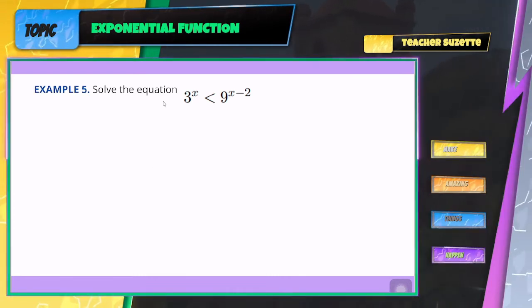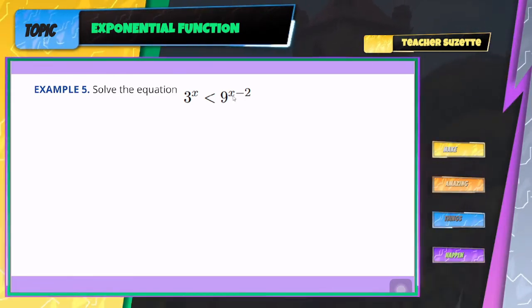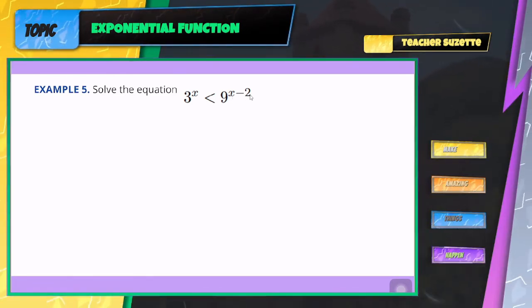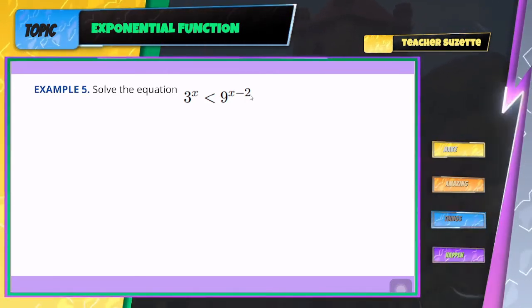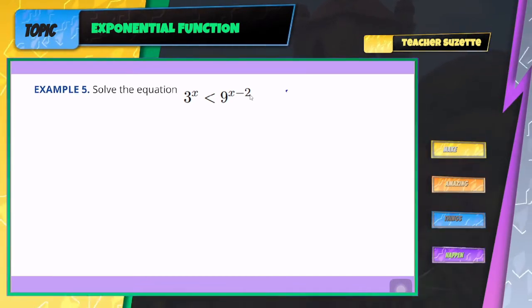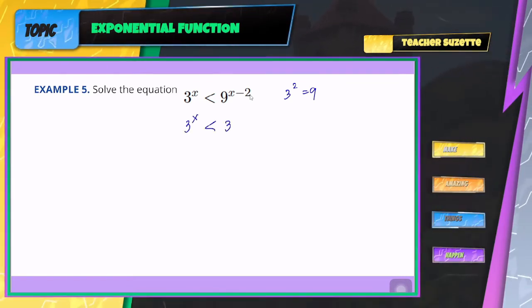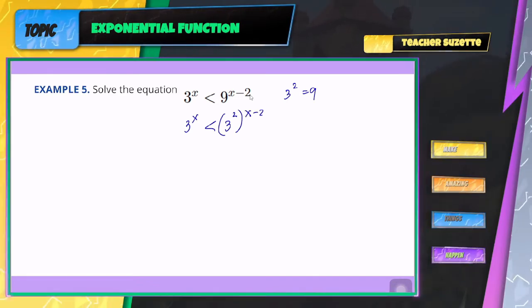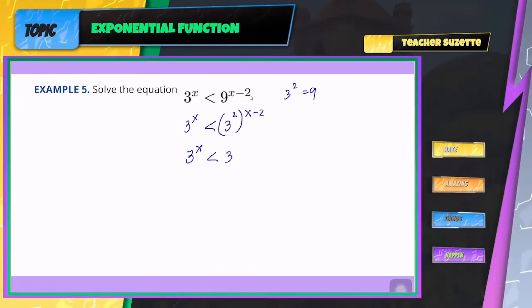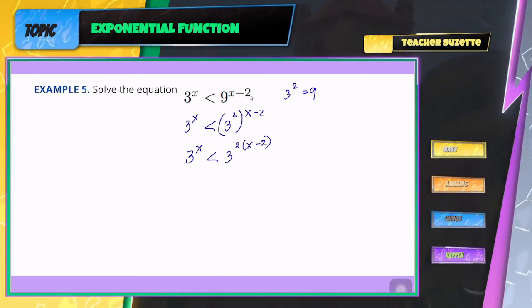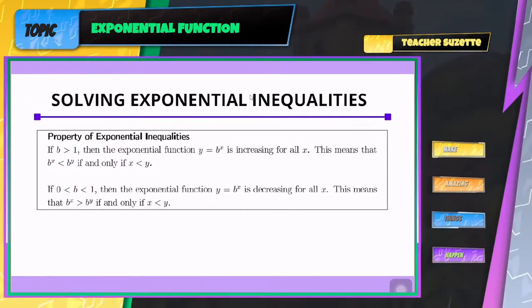Solving the inequality 3 raised to x less than 9 raised to x minus 2. Gamit pa rin po yung ating one-to-one property of exponential function. Our 9 here should be expressed as 3 raised to 2. So, you will have 3 raised to x less than 3 raised to 2, raised to x minus 2. Then, let's simplify. So, we will have 3 raised to x less than 3 raised to 2 times x minus 2.